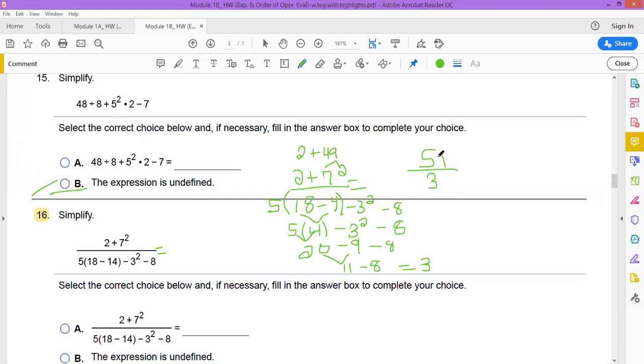And the last thing we want to do is divide. 51 divided by 3. So over here to the side, we're just going to divide 3 into 51. And 3 can go into 5 one time. 5 minus 3 gives us 2. We'll carry down the 1. 3 can be divided evenly into 21 7 times. Our final answer would be 17.